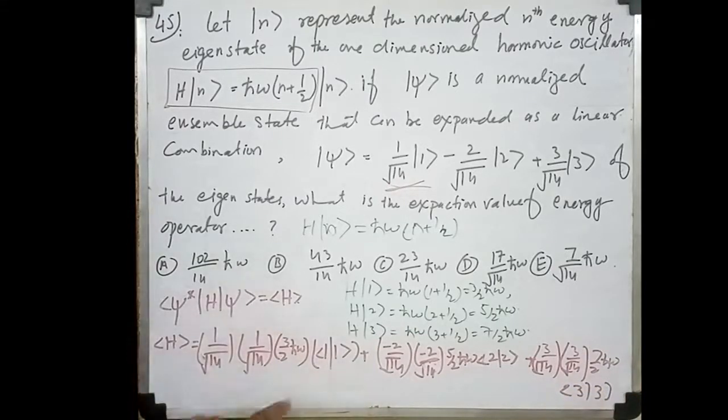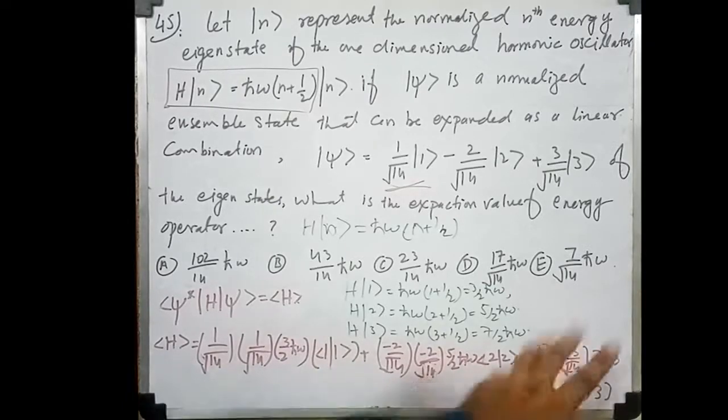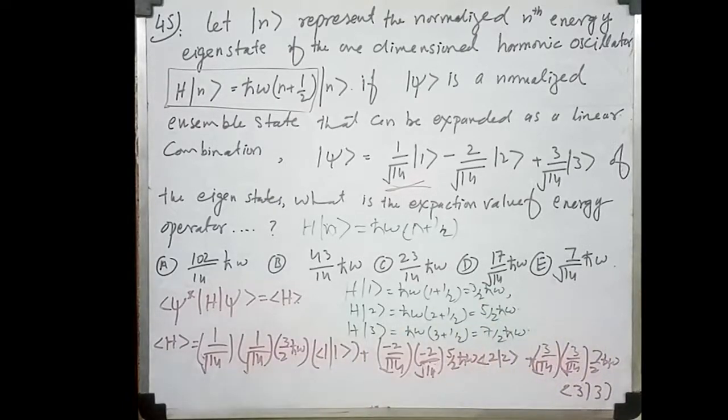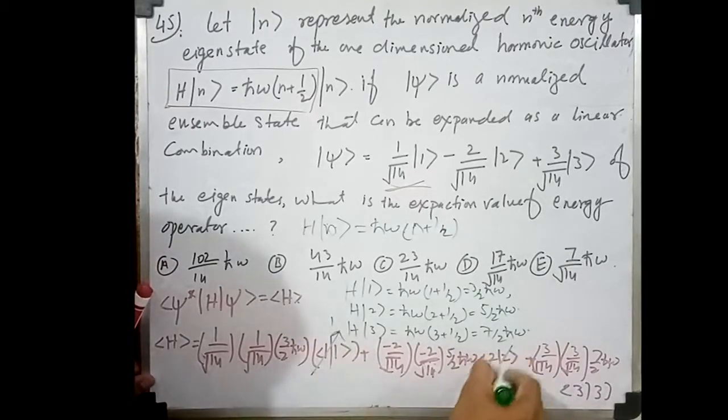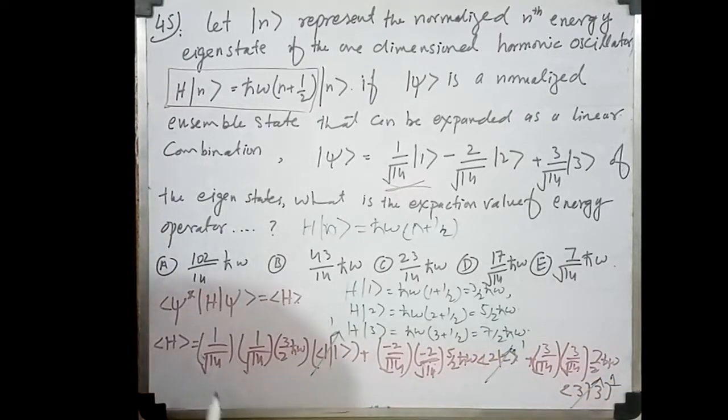Because these eigenstates are normalized and orthonormal, the product of 1 with 1 will be equal to 1, 2 with 2 will be equal to 1, and 3 with 3 will be equal to 1. So this goes to 1, this also goes to 1, and this also goes to 1. So we have only the constant terms, which we multiply and then add.